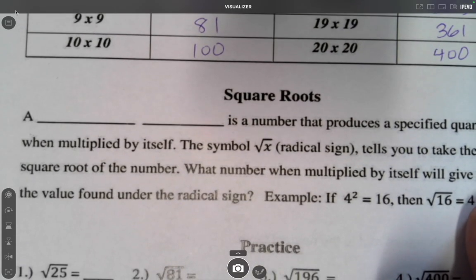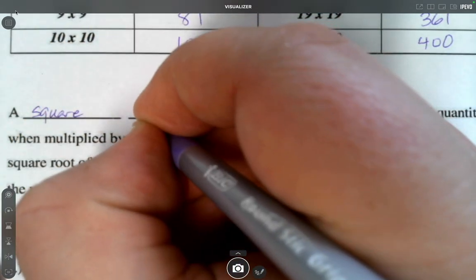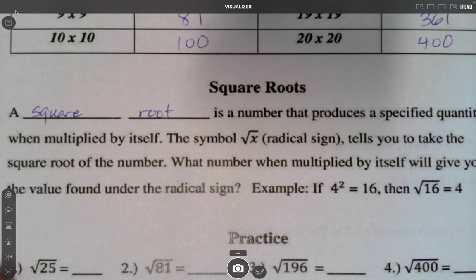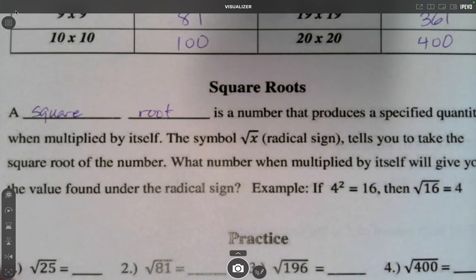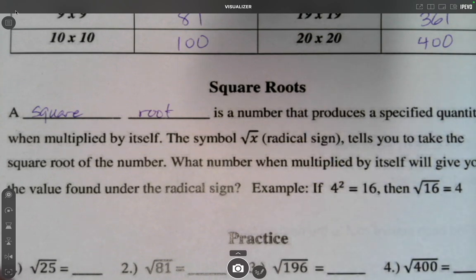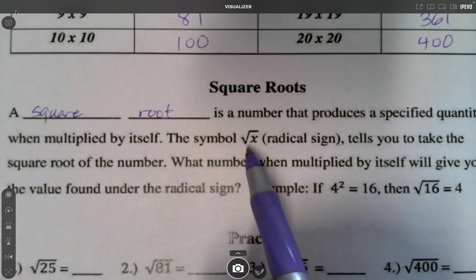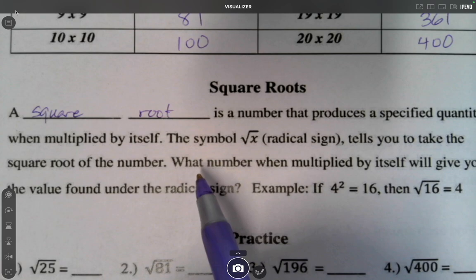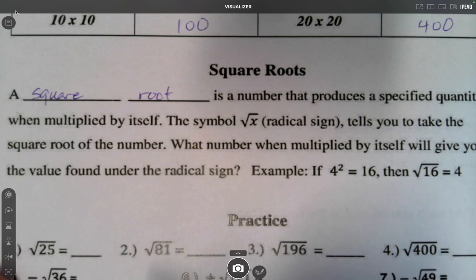Now let's talk about square roots. A square root is a number that produces a specified quantity when multiplied by itself. The symbol, the square root of x, in general is called a radical sign. We're not doing anything other than a square root right now, but there are other kinds of roots, which you'll learn later. It tells you to take the square root of the number. So what the square root is asking you to figure out is what number, when multiplied by itself, will give you the number found under the radical sign.